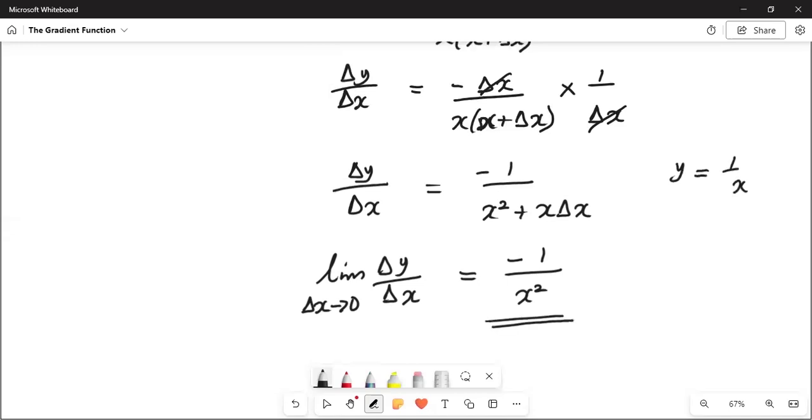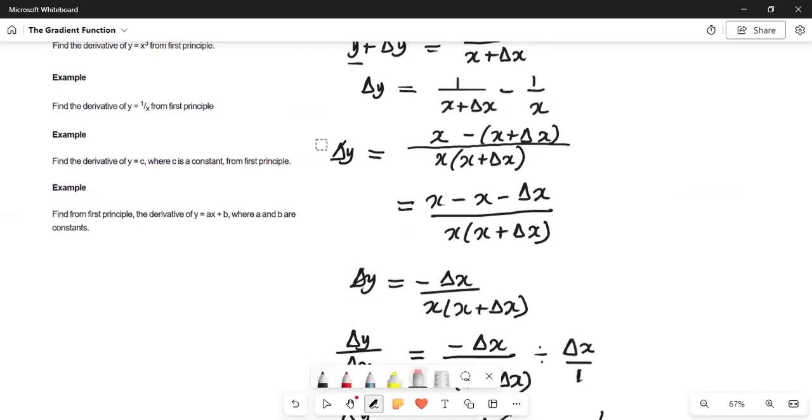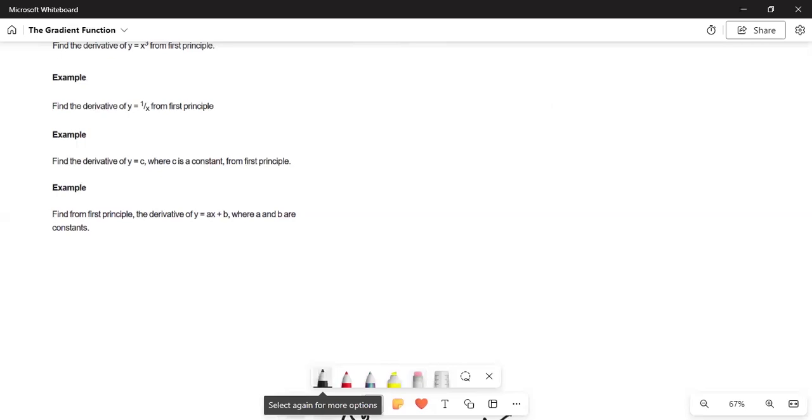From first principle. Then the next one says find the derivative of y is equal to c, where c is a constant, from first principle. So if y is equal to c, and we are to take the derivative of this, and they say c is a constant. Derivative is the rate of change of one thing with respect to another thing. But if c is a constant, it means it's not changing. Therefore, if y is equal to c, y plus delta y is still equal to c. Why? Because c is not changing.